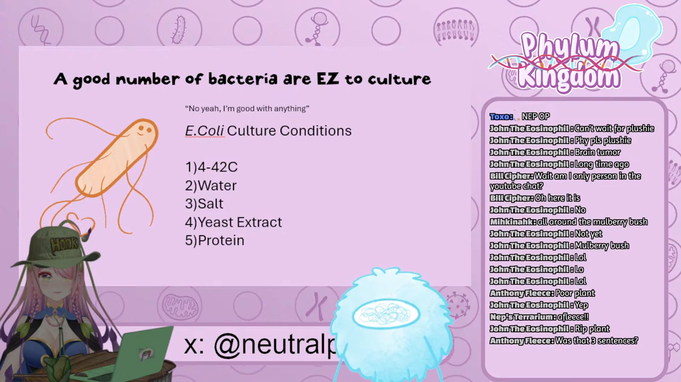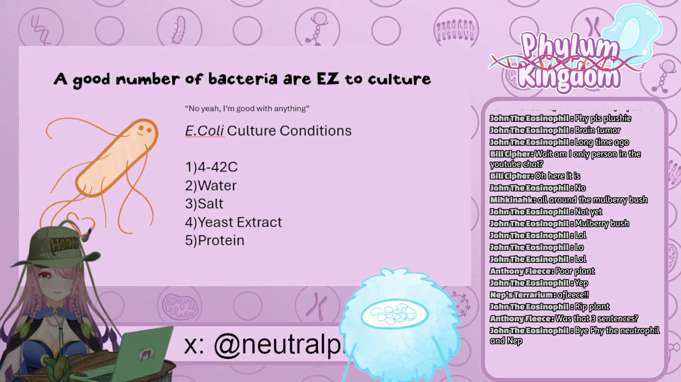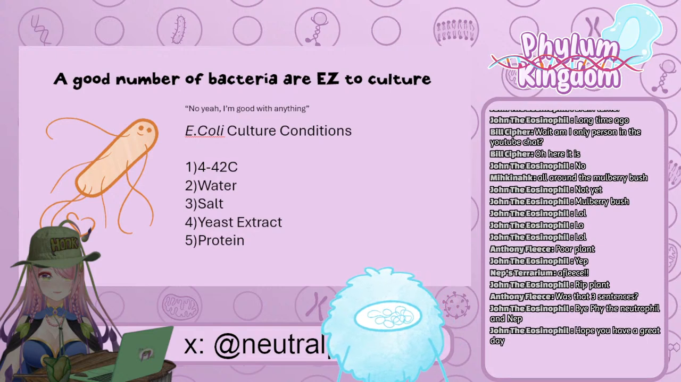And all you need for them to grow is a bit of water, a little salt. The growth factor is located in yeast extract and some supplementary protein, right? Bacteria are really, really easy to grow generally.